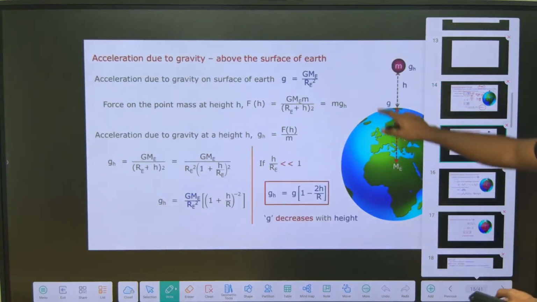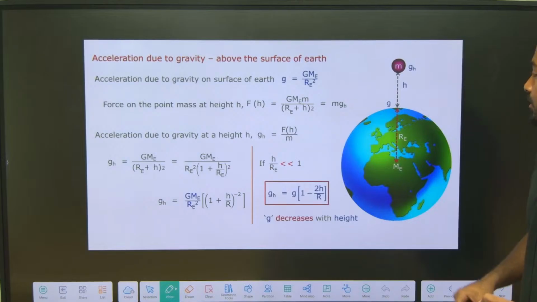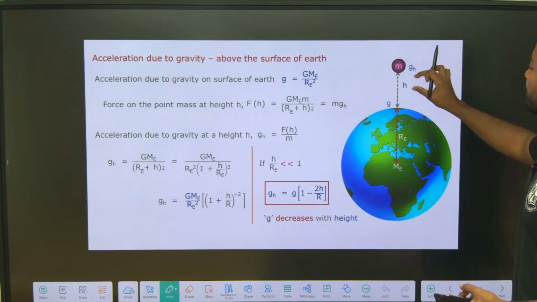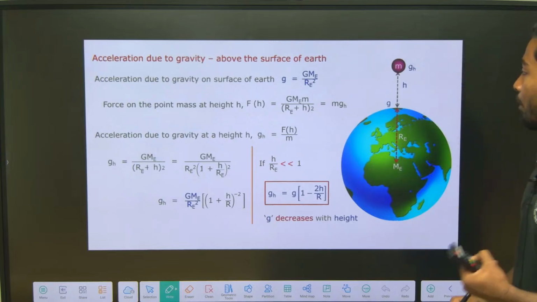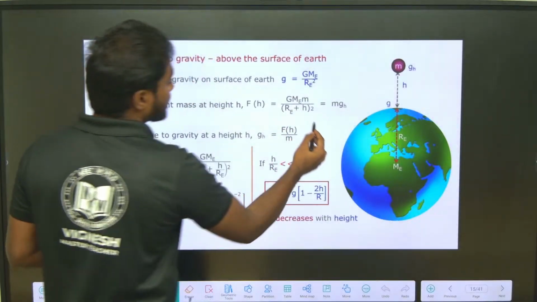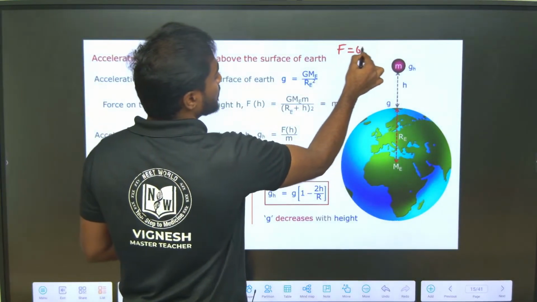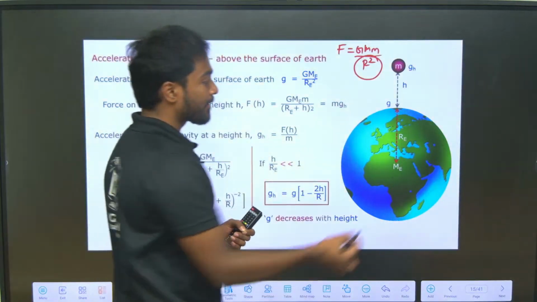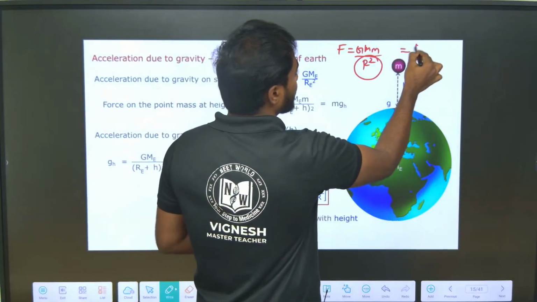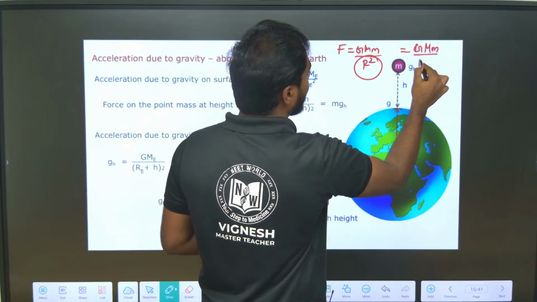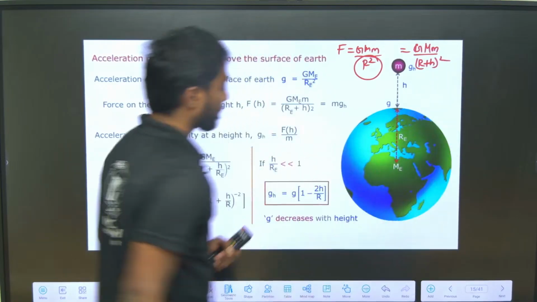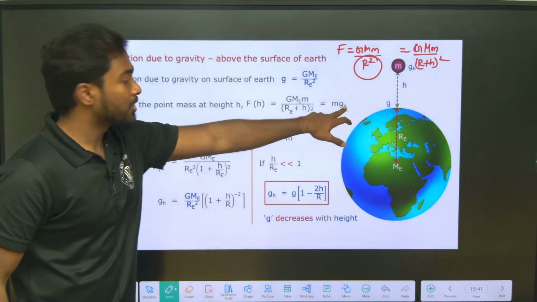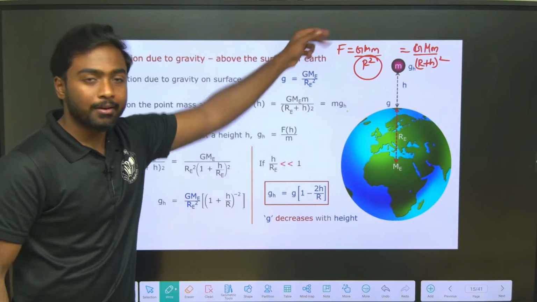Okay. So now acceleration due to gravity above the earth's surface. Above the earth's surface in the sense I am taking the object just above the earth's surface, which means above the height h. Now what happens? So this formula is there, no? F is equal to G capital M small m by R square. This R square I can rewrite as R plus h. So G capital M small m by R plus h the whole square will be equal to m into gh. gh is nothing but gravity at the height h.